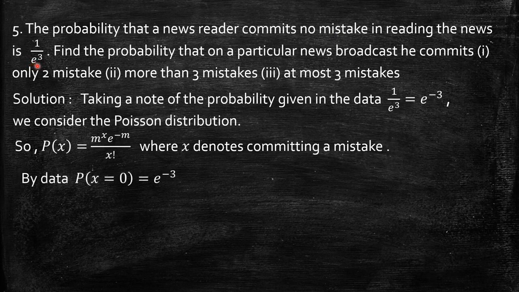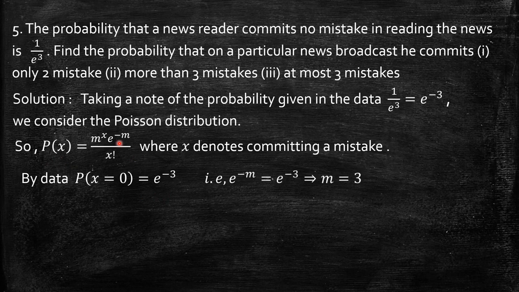So that means by data we can say P of x equal to 0 is e power minus 3. But actually, if I want to find the probability for x equal to 0 and substitute here, it will give m power 0 by 0 factorial, that is 1, into e power minus m. So by data we have probability of x equal to 0 is exponential minus 3. By this probability function, for x equal to 0, the probability is exponential minus m.